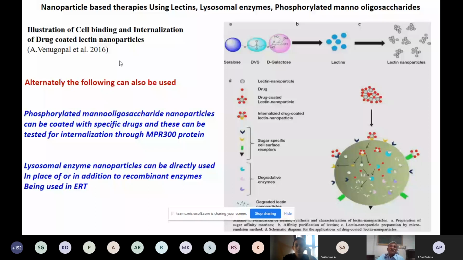Here is a cartoon showing specifically how different types of lectins can be used as nanoparticles to bind onto the cell surface, and how they can be internalized into the cell. Since these are again protein molecules, they can be degraded in the cell to monomeric units, and therefore they are not toxic to the cells.